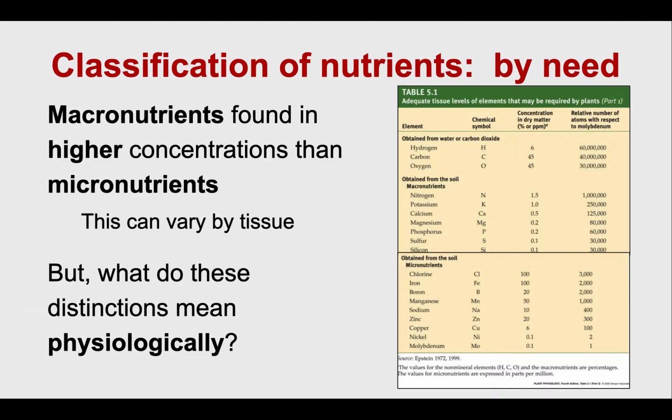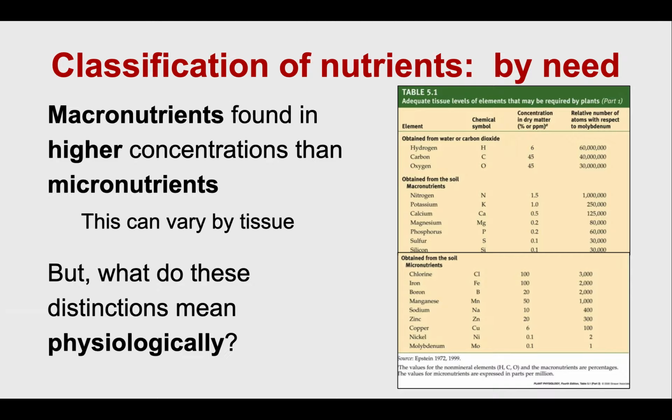All right, so we need the macronutrients. We need the micronutrients. Macronutrients, we just need more of them. This is going to vary by what specifically we're looking at in a plant. So maybe, oh gosh, and this example is probably totally incorrect, but I'm going to say maybe the leaves need more nitrogen than the roots. So it might vary by different plant tissues. I don't have a good, accurate example off the top of my head on that.